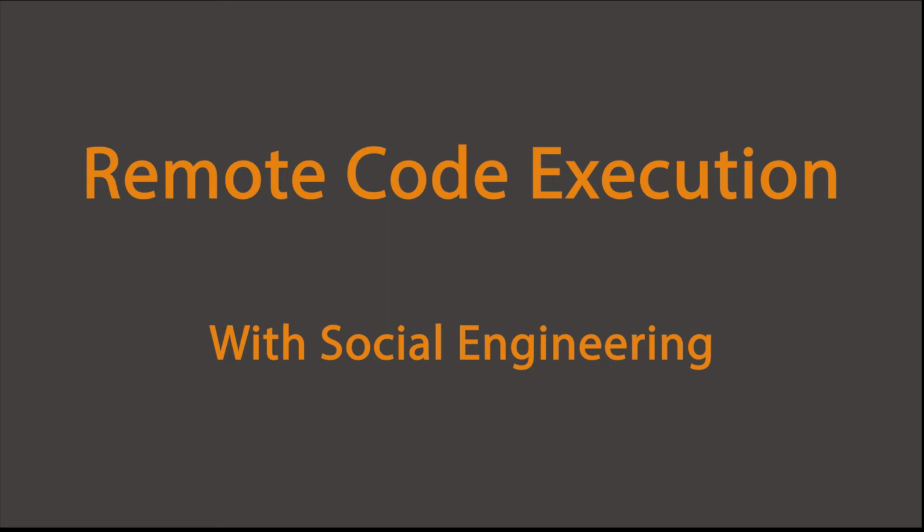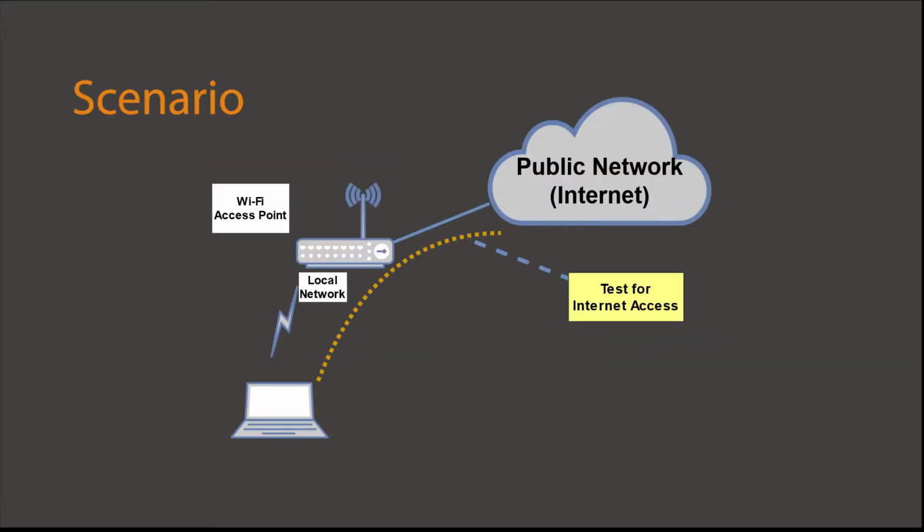Remote code execution with social engineering. Now that probably sounds like a common scenario for most cases, and it is indeed. In this scenario, the premise that we're building here is we're going to look at a specific scenario that involves an end user, a victim, a remote worker, somebody working from home, for example, connecting to a Wi-Fi access point with the intention of getting internet access, right?